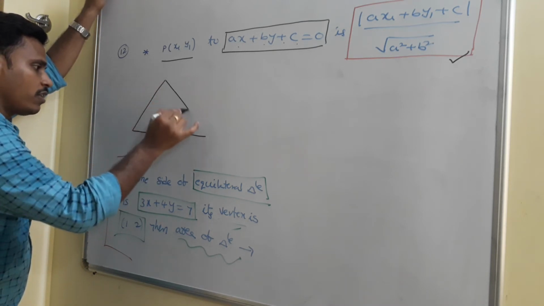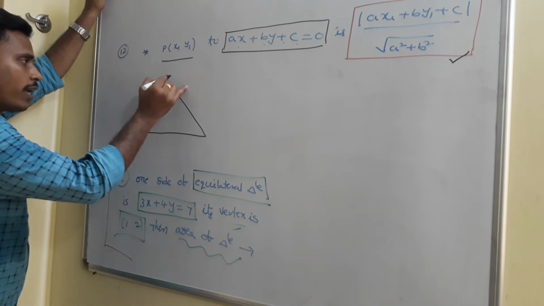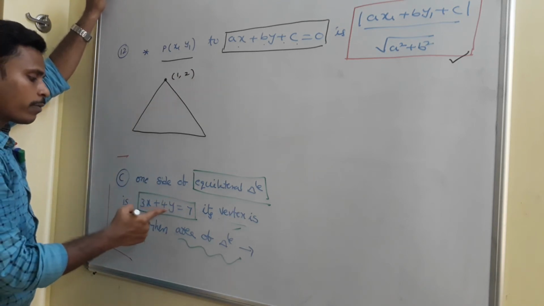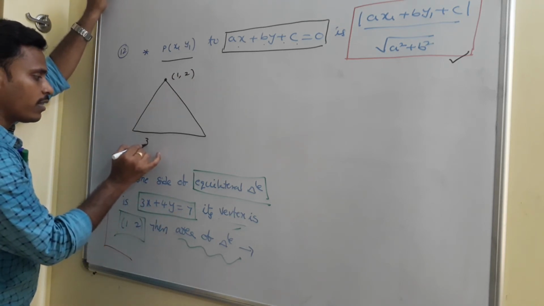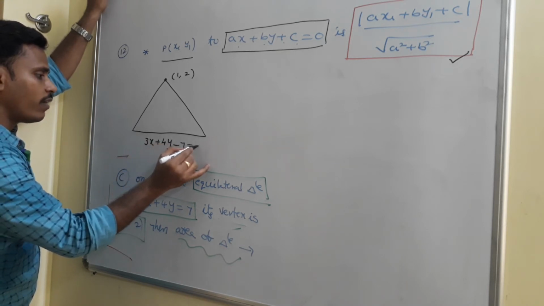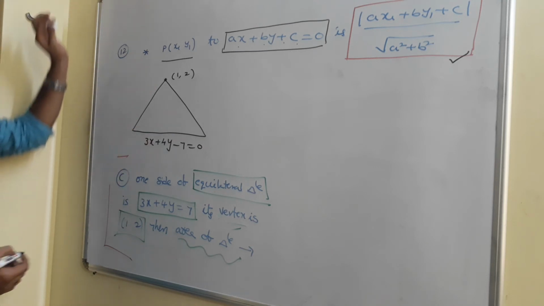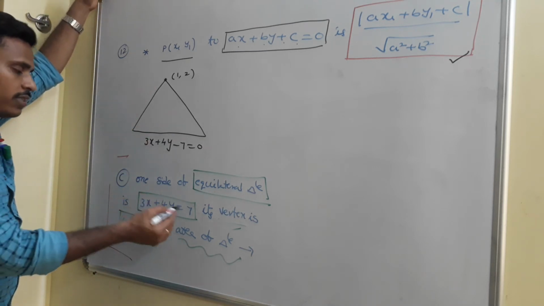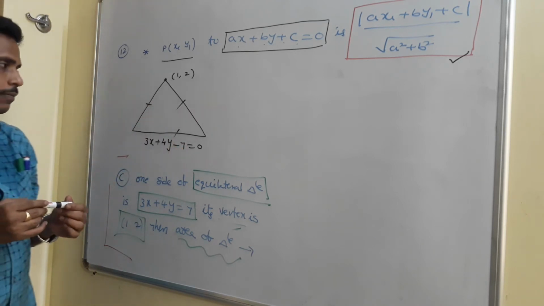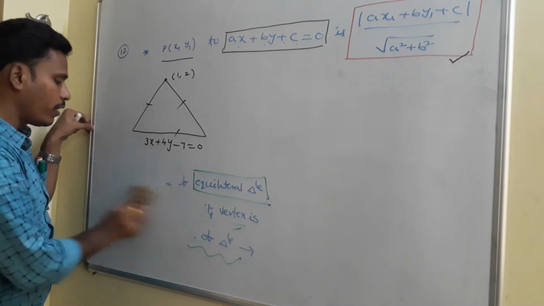Suppose this is an equilateral triangle, and its vertex is given as (1, 2). One side is 3x + 4y = 7, that is, 3x + 4y - 7 = 0. So we have the vertex (1, 2) and a side 3x + 4y - 7 = 0, and all three sides are equal because it is equilateral, right? That's the question, and they ask us to find the area of the triangle.